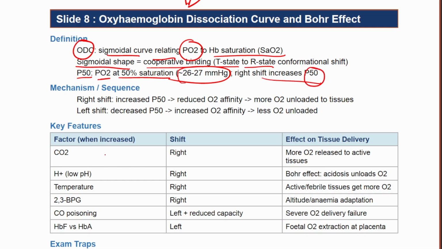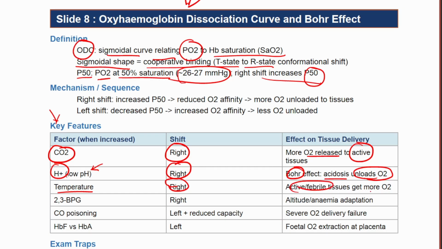Let's review the shift dynamics and tissue delivery effects directly from the key features table. An increase in carbon dioxide shifts the curve to the right, releasing more oxygen to active tissues. An increase in protons, that means low pH, shifts the curve to the right. This is the Bohr effect, where acidosis unloads oxygen. An increase in temperature shifts the curve to the right, ensuring active or febrile tissues receive more oxygen.